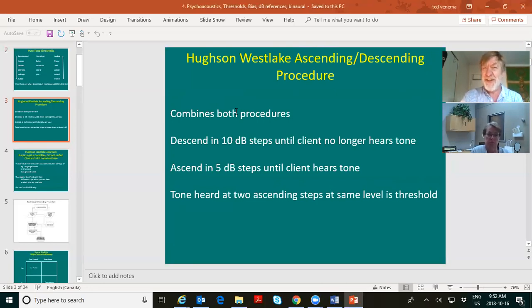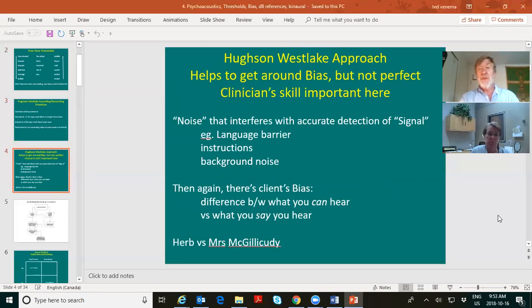Hearing testing can take at least half an hour to 40 minutes. To do a good test, it can take a bit of time, but that's what you're being trained for. So, the Hughson-Westlake approach helps to get around bias. It helps, but it ain't perfect. The clinician's skill is still important here.